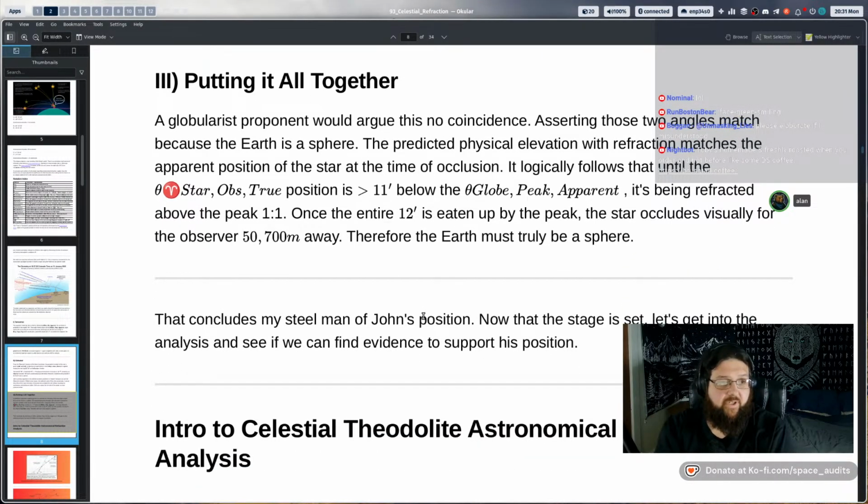So, step 3, putting it all together. A globular proponent would argue that this is no coincidence, asserting that those angles match because the Earth is a sphere. The predicted physical elevation with refraction matches the apparent position of the star at the time of occlusion. It logically follows that if the star's true position is sub 11 arc minutes below the apparent peak, it is being refracted above the peak 1-to-1. Once the entire 12 arc minutes of the peak is eaten up, the star is visually occluded for an observer 50,700 meters away. Therefore, the Earth must truly be a sphere.